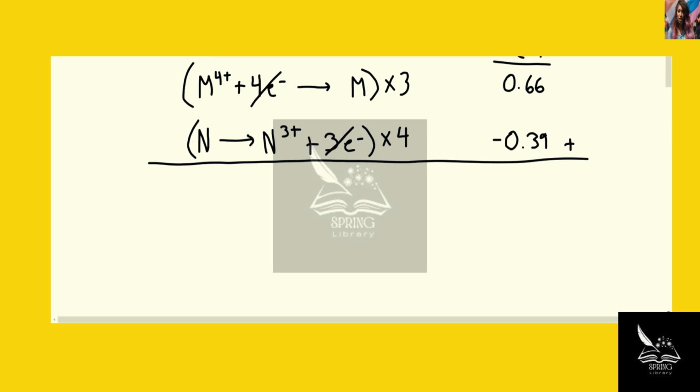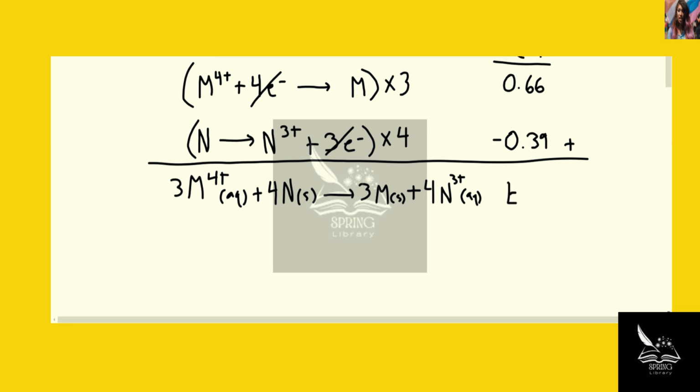And so we are left with 3 M 4+ aqueous plus 4 N solid goes to 3 M solid plus 4 N 3+ aqueous.